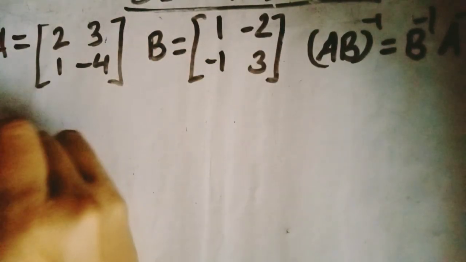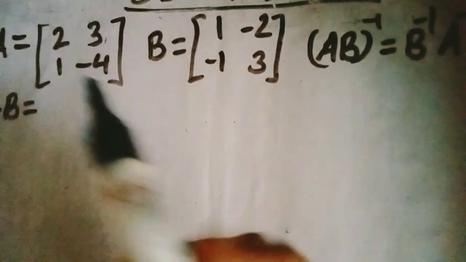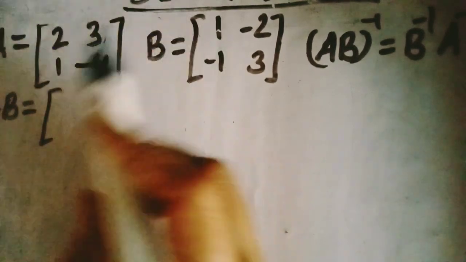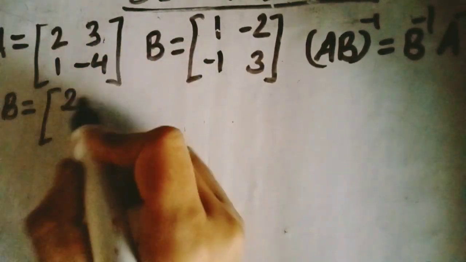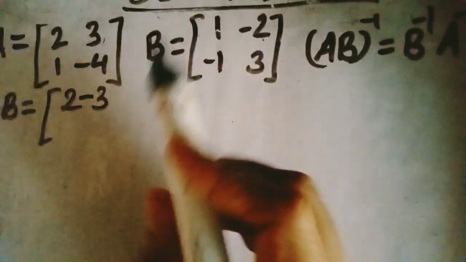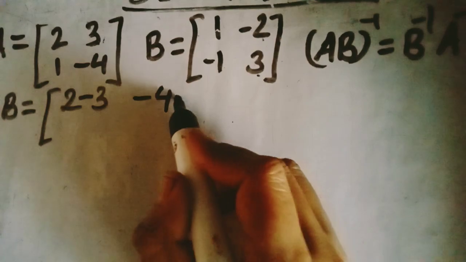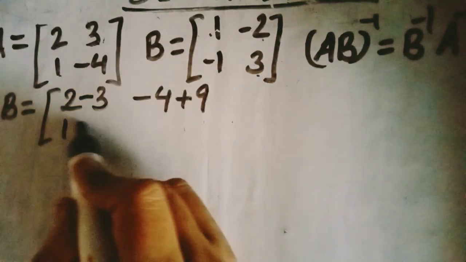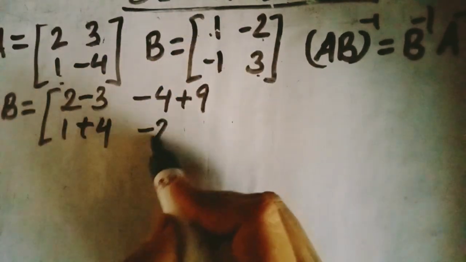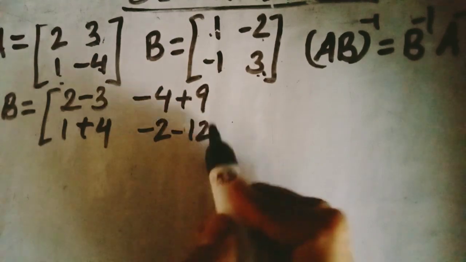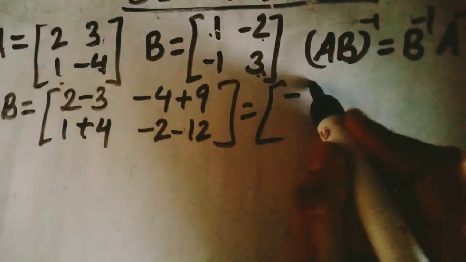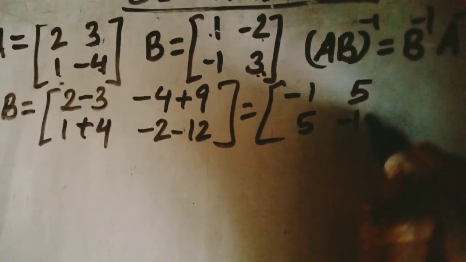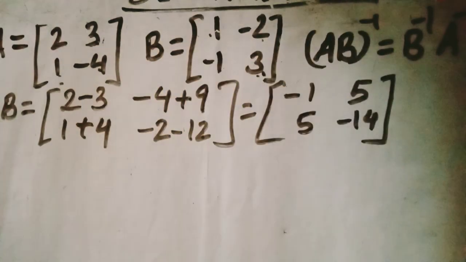So first you have to find the product AB, that is matrix multiplication. So 2 3 and 1 minus 1, so this will be 2 into 1 is 2, 3 into minus 1 is minus 3, 2 into minus 4, 3 into 3 is 9, 1 into 1 is 1, minus plus 4, minus 2, minus 12. So this is minus 1 5, 5 and minus 14. So this is your AB.